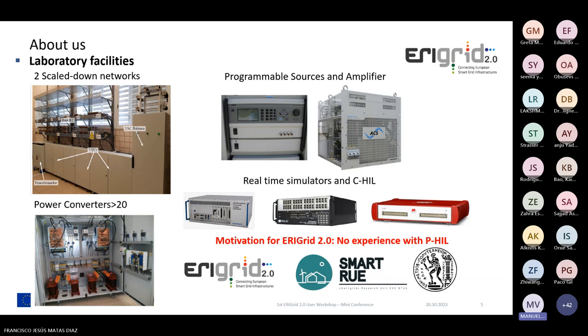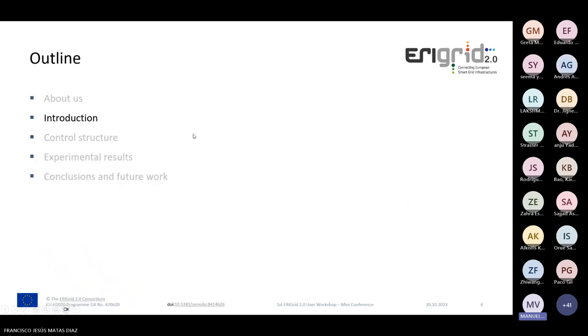Moreover, we have two AC-DC programmable sources with power amplifier functionality and several real-time simulators provided by SpeedGoat, OPAL-RT, or Typhoon for real-time simulation, control hardware in the loop, or rapid prototyping. However, in our laboratory, we didn't have any experience with power hardware in the loop, and we consider this a fundamental technique for validating new prototypes or controllers before implementing them in our physical scaled-down network. This was our main motivation for applying to ERIGrid 2.0 and contacting our friends at NTUA, who are experts in power hardware in the loop. Now my colleague Francisco will continue with the technical part of the project. So, Frank, the floor is yours.